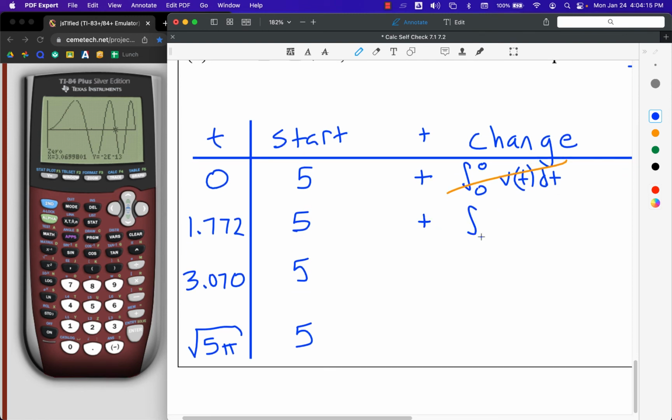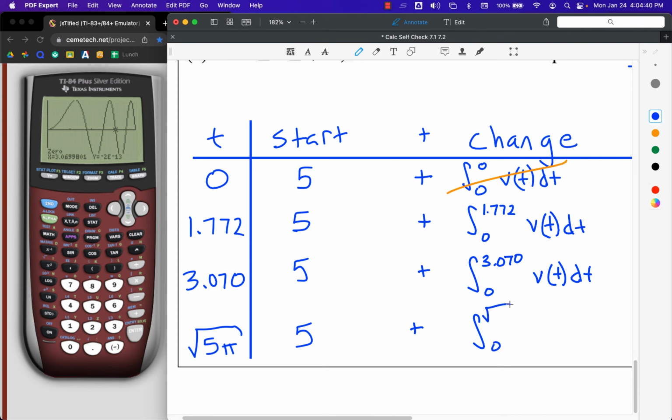Plus, this integral between our start time is always 0. This lower bound is always 0. The upper bound is always this value in the table, 1.772. Again, v of t dt, all that stuff, plus the integral from 0 to 3.070 of velocity with respect to time, plus the integral from 0 to the square root of 5 pi of velocity with respect to time dt. Okay, we have the table all written out.